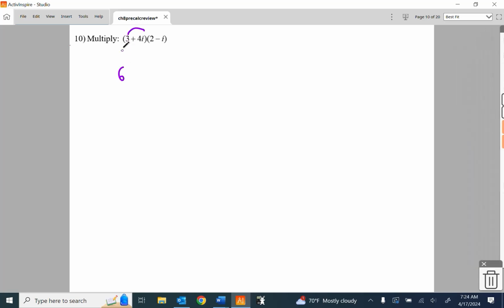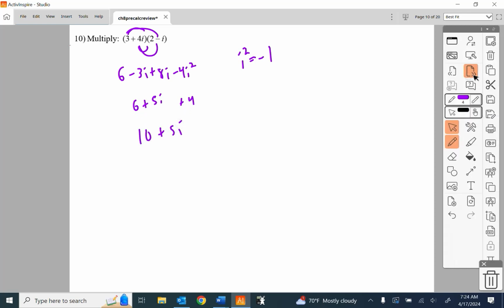3 times 2 is 6, minus 3i, plus 8i, minus 4i squared. And you know that i squared is negative 1. So that becomes plus 4. Here we got 5i. And we have 6. So what are we looking at? 10 plus 5i? Easy peasy.